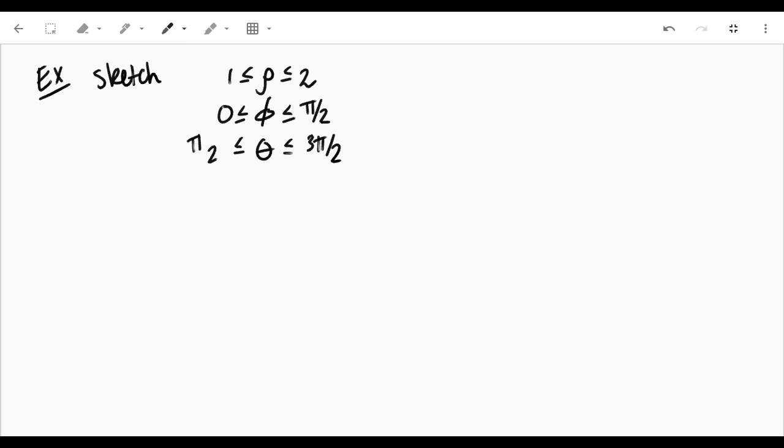Now if we think about each of these separately, rho being between 1 and 2 means that it's like a sphere with a hollow center. Just like if r is between 1 and 2, you have that ring. With rho between 1 and 2, you're going to have that three-dimensional version, so it's like a sphere, but hollow in the middle.